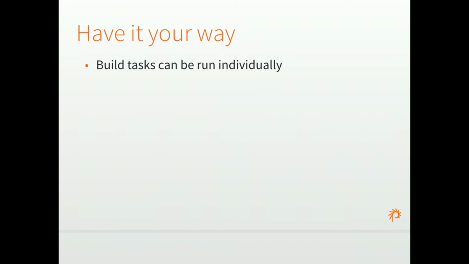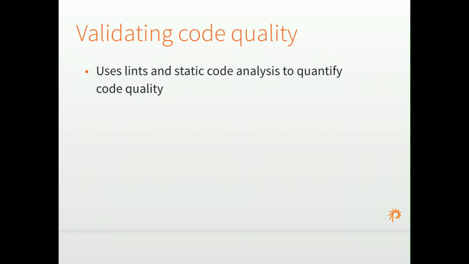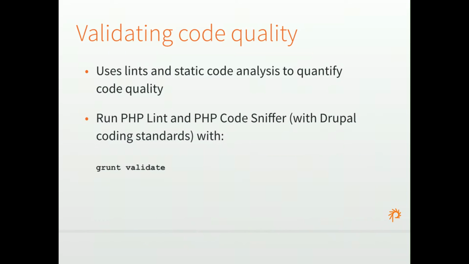So far I've talked about the complete build process, but I do want to talk about the build tasks individually, which you can run individually. And so I want to just step through some of the core tasks that are part of the build process. The first that I've talked about a bit is validating code quality. And so this is about using lints or static code analysis to be able to quantify code quality.